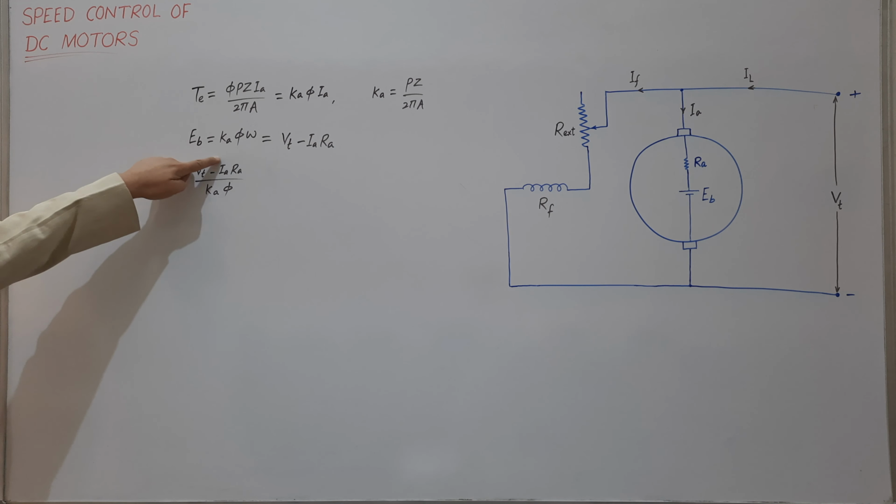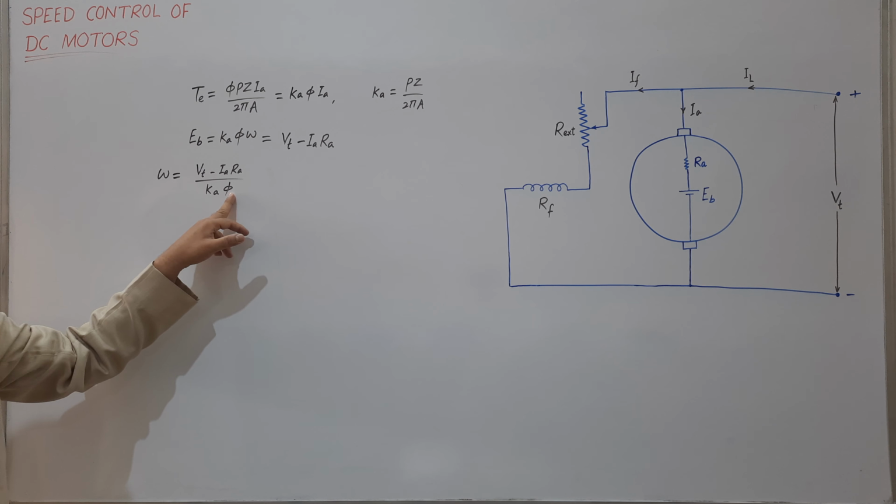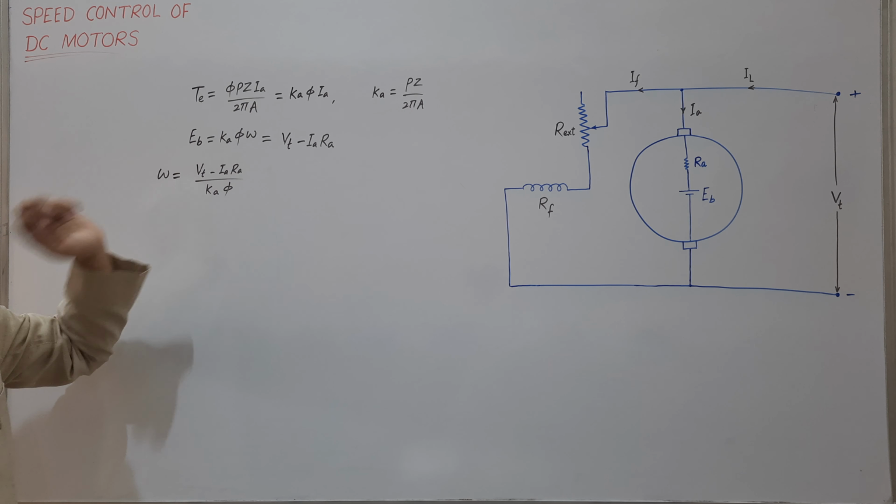Similarly, Ka can't be controlled because Ka is Pz upon 2 pi A. Once you have designed your windings for a particular number of poles using particular number of conductors, forming particular parallel paths, once designed, you can't change any one of these. So this constant can't be controlled. As discussed, armature current depends on the load, hence can't be controlled. So remaining three parameters can be controlled: flux per pole, that is phi, armature resistance, terminal voltage.